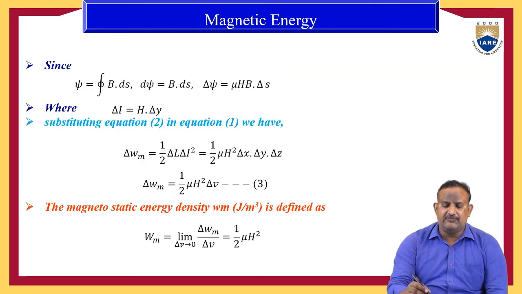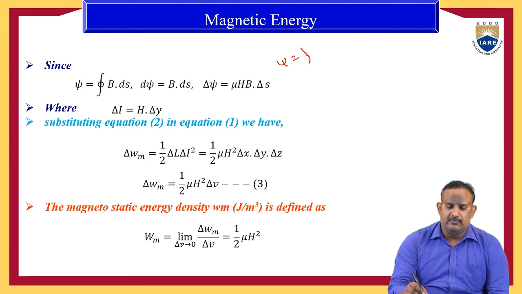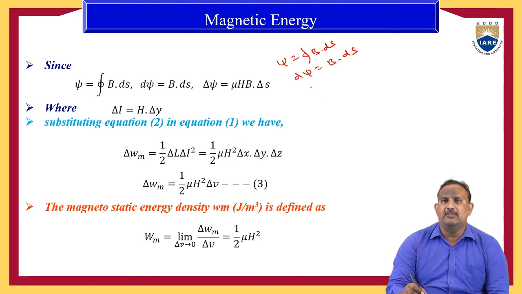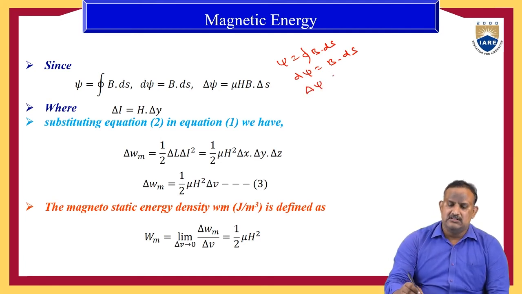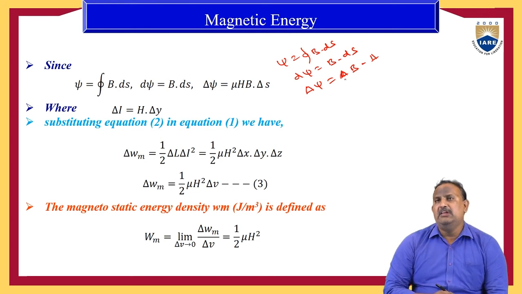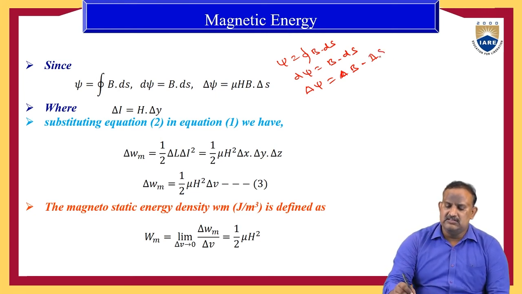Here we know that the flux psi is equal to the closed integral of B · dS. Differentiating the equation on both sides, d psi is equal to B · dS. Here we can assume a differential change in flux equals the magnetic field times delta S, or directly B times the change in surface area.